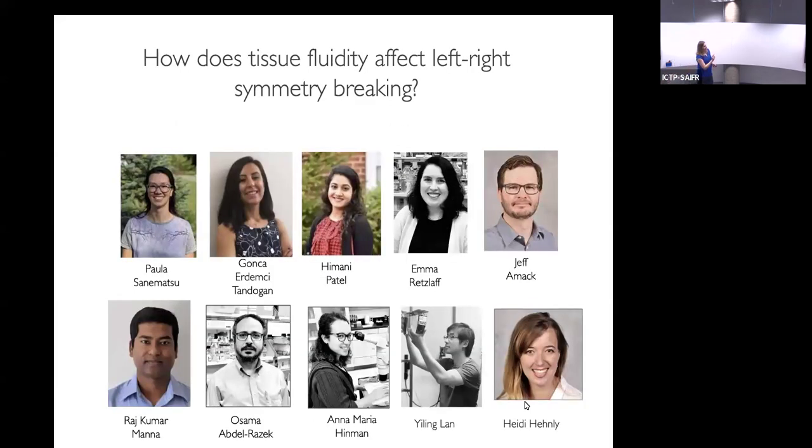Okay, and so I need to highlight all of the people who are involved. I should also highlight that all the experimental data I'm showing you is from my close collaborators, Jeff Amack, who's a developmental biologist, and Heidi Hehnly, who's a cell biologist. And I'll be showing you a lot of data with them today.